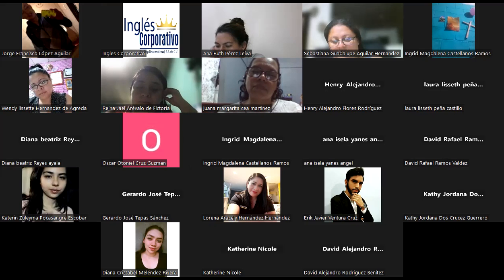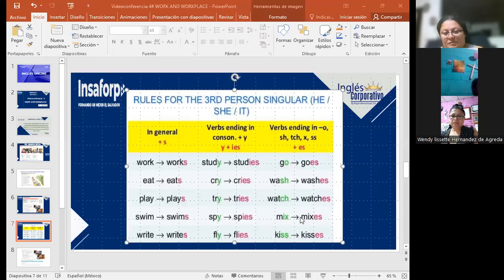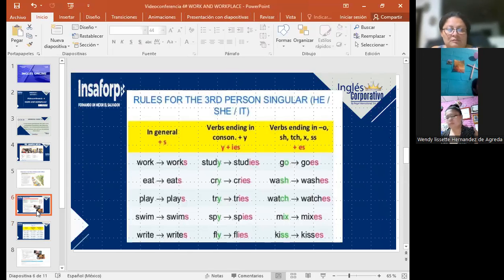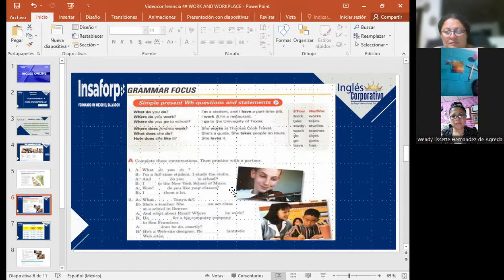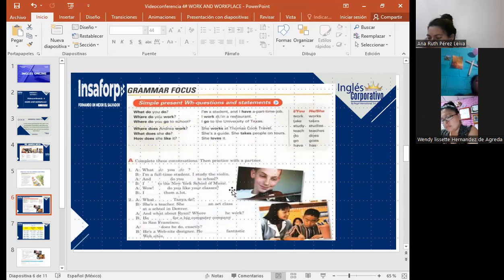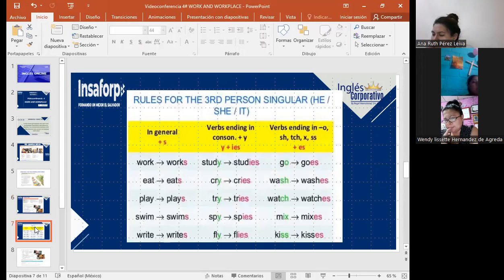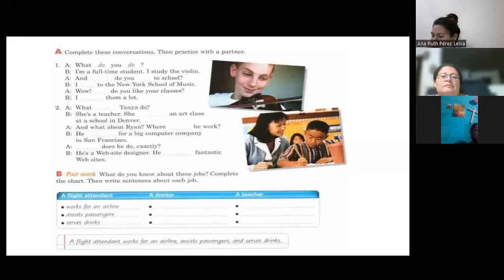Vamos a ver. Do you remember the rules about the third person? ¿Se acuerdan de las reglas de las terceras personas en presente? Vemos que en el ejemplo menciona la siguiente estructura. Menciona work y para tercera persona es works. Take, takes para tercera persona. Study, la tercera persona es studies. Teach, teaches, do, does, go, goes, have, has. ¿Se recuerdan por qué van así? Porque le agregamos S o ES, dependiendo sea el caso del verbo. ¿Qué tipo de verbo? Correcto. Y les voy a presentar entonces eso porque ya lo han visto. Vamos a ver.